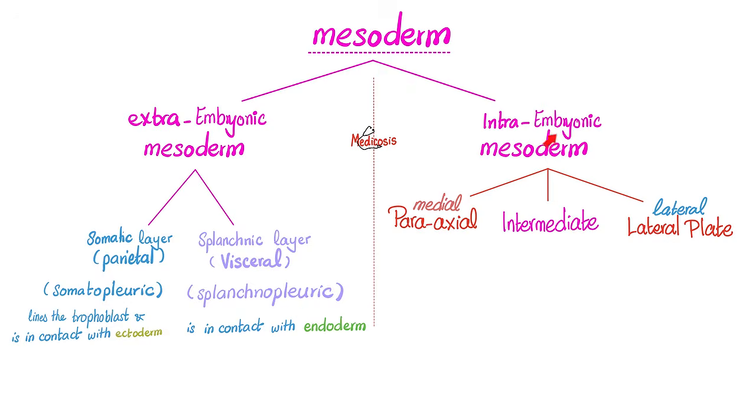In the meantime, intraembryonic mesoderm is divided into 3 types. Paraaxial mesoderm, intermediate mesoderm, and lateral plate mesoderm. The lateral plate is lateral, the paraaxial is medial, and the intermediate, well, is in between.